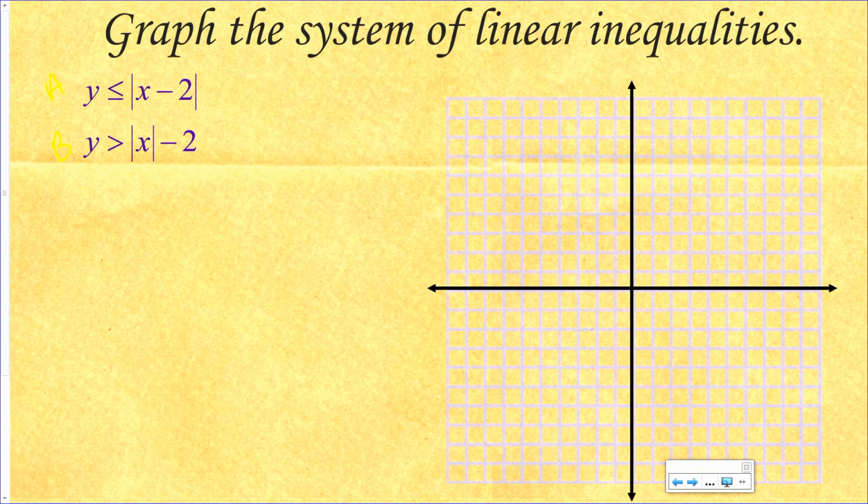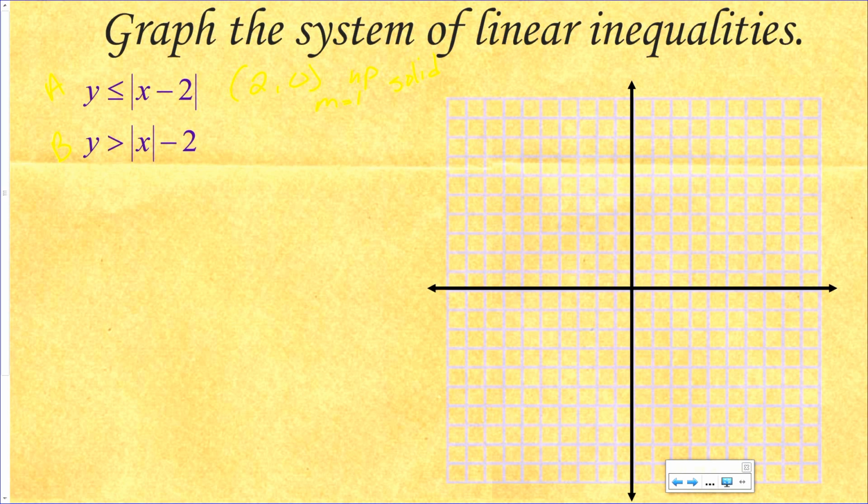Where's my vertex at on line A? 2, 0. Yes. So my vertex is at 2, 0. Am I opening up or down? Up. Good. And what's my slope going to be? 1. So m is going to equal what? Excellent. Perfect. Is my line going to be solid or dashed? Solid. Okay. So I've got all the information we need to graph this sucker.